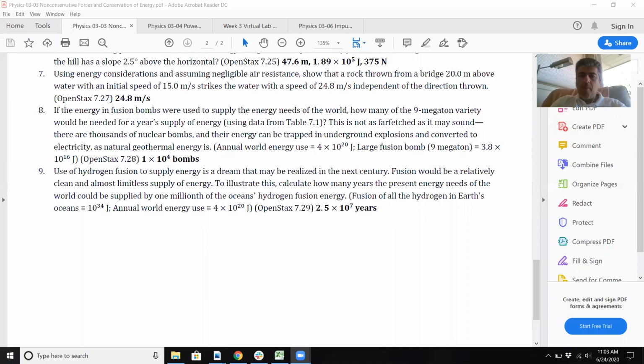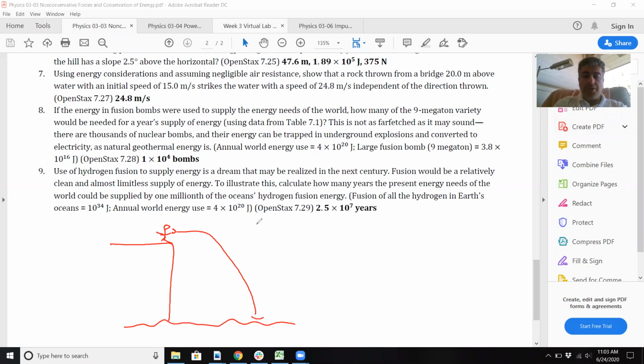Okay, so for number 7, here's the deal. You're on a cliff, and you have a rock, and you throw it over. Here's the water, right?